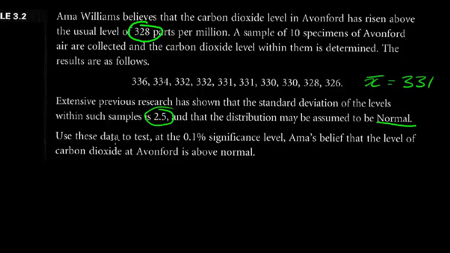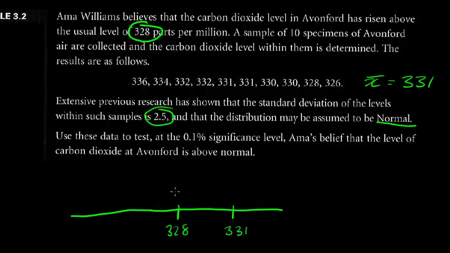So use the data to test at the 0.1% significance level the belief that the carbon dioxide in Avonford is above normal. So we're doing hypothesis testing, which is very similar to the hypothesis testing we do in Stats 1. We're going to have a look at basically where we are originally and then where we want to be. So there's 328 and there's 331, and in essence we know that's a good level, and we want to find out, is this a bad level or a good level.